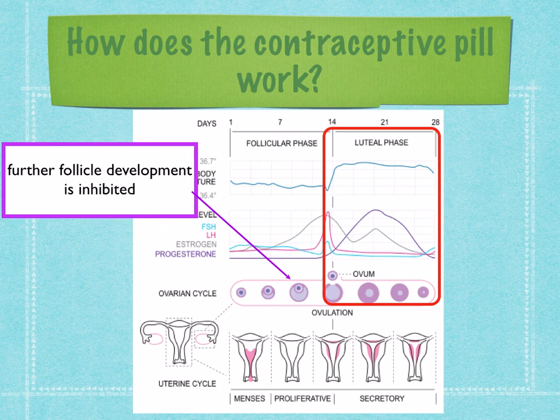Remember that the pill also thickens the secretions around the cervix, so it forms a barrier to sperm reaching the uterus, as well as making the endometrium of the uterus thinner, so implantation of the ovum is less likely.